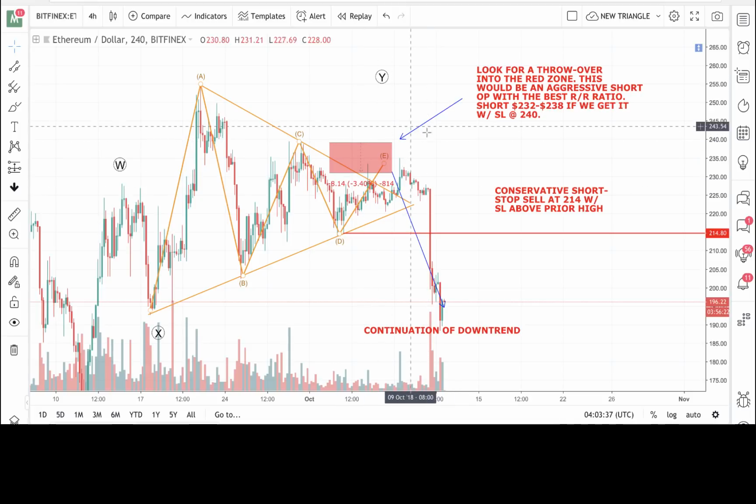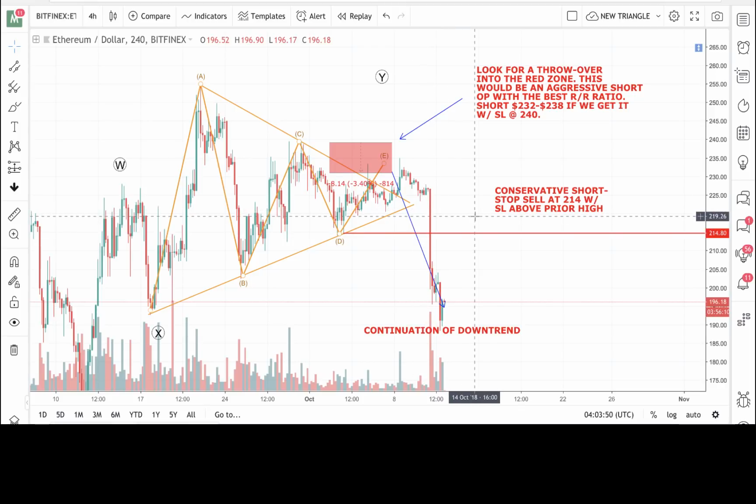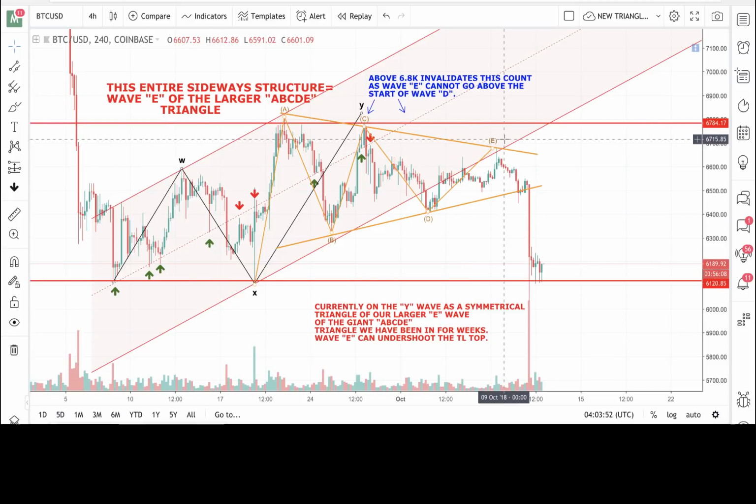For Ethereum, the ideal long, in hindsight, seeing everything here, would have been above 240. That would have been the safest, most conservative long. The short level remains at 214. We could have tightened it to 220 here if you wanted to be a little bit more aggressive. And for Bitcoin, the levels were 6.8 thousand and 6.4 thousand.